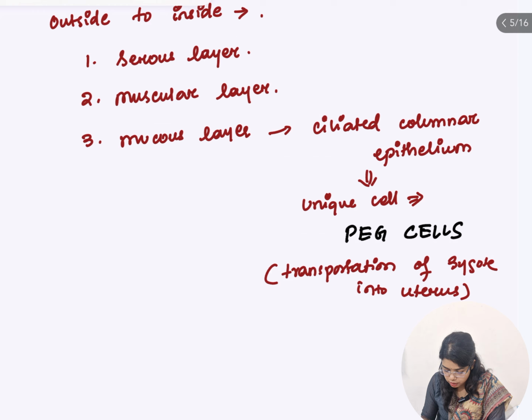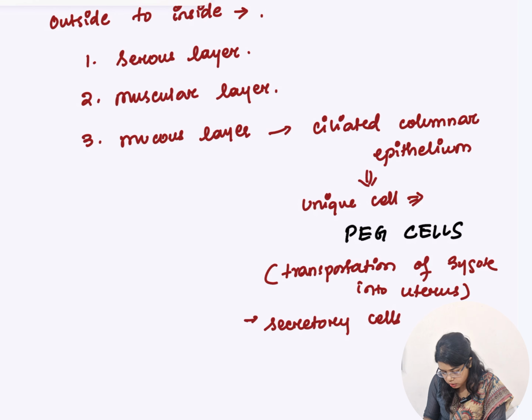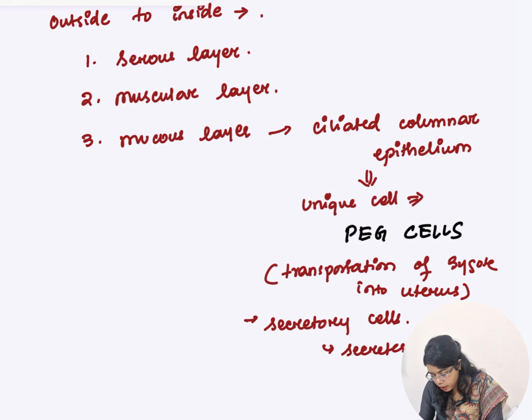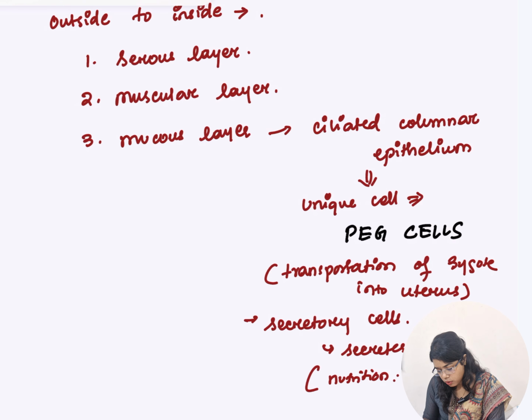Another cell that is present is the secretory cells in the mucus layer. So what is the role of secretory cells? It secretes a substance called pyruvate. What is the role of pyruvate? It provides nutrition. The early developing fetus takes its nutrition from pyruvate. Clear? Understood?